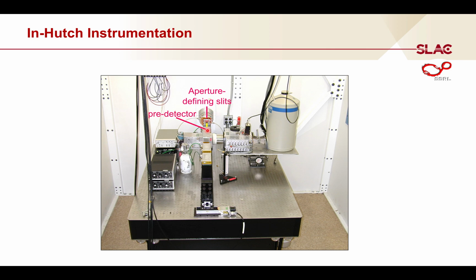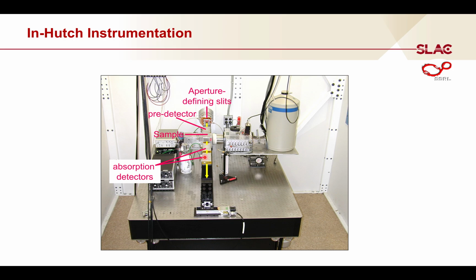After going through slits, the beam goes through a pre-detector, which is counting the incident beam coming into the hutch so we can measure artifacts and normalize them out of the data. This is often referred to as the I0 detector, for ionization chamber 0. The beam passes through this detector and then it hits the sample. The beam can pass through the sample, and you can count the X-rays that are absorbed by measuring the signal in an ionization chamber downstream of the sample. And that gives you the transmission signal, the transmission X-ray absorption spectrum.